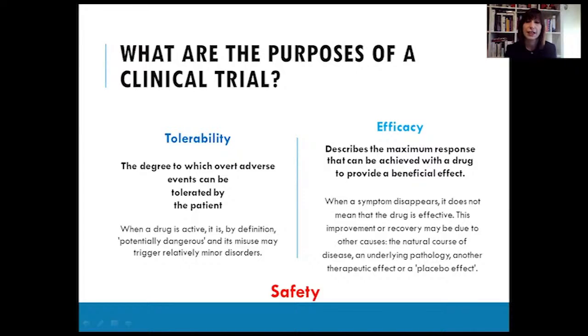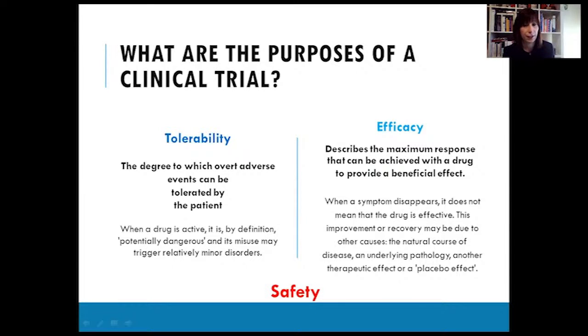The two main purposes of a clinical trial are to determine the safety, tolerance, and efficacy of a drug. What does tolerability mean? Tolerability is the ability to exercise therapeutic effect without inducing undesirable effects, a benefit-risk combination. When a drug is active, it is by definition potentially dangerous, and its improper use can induce relatively mild disorders like dizziness, nausea or dry mouth, or more serious accidents like heart disease, anemia, bleeding. A new drug is tested in humans only after toxicological and pharmacological studies have been carried out on laboratory animals.